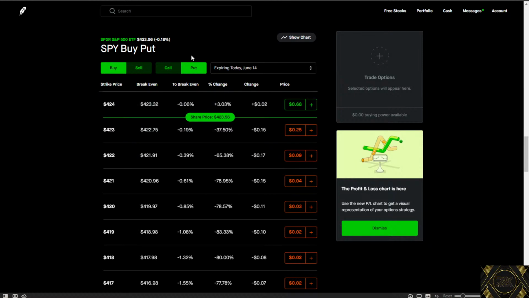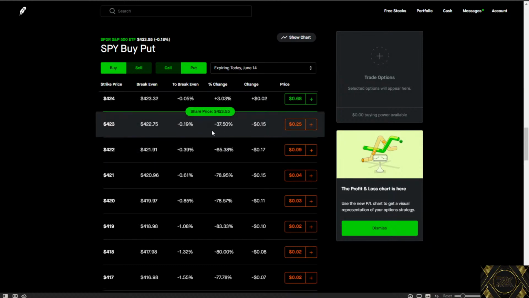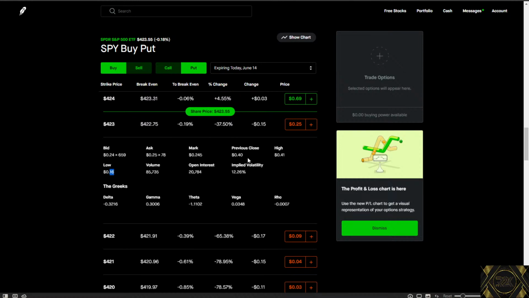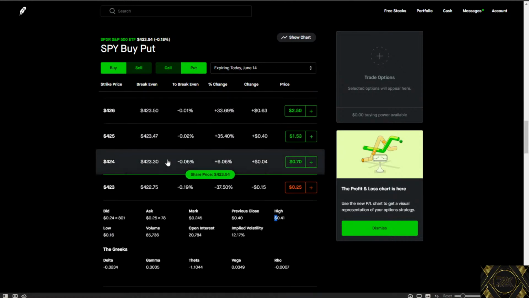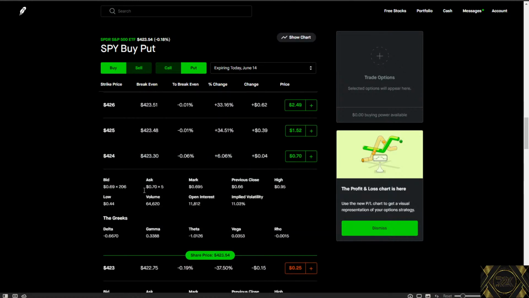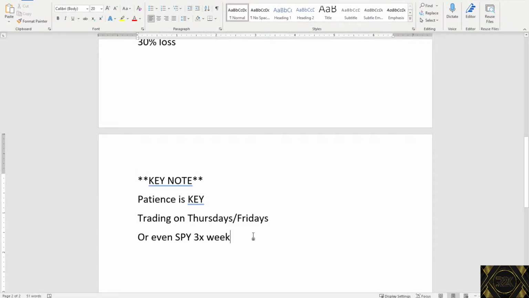Patience, yeah. So if we do puts, take a look at this. Like this 423 put, the low was 0.16, the high was 0.41. Or even this 424 put, the low was 0.44, the high was 0.95. That's over 100% gain. So essentially, it's going to be easier to trade on Thursday and Friday because you're going to be able to trade those mid to larger cap stocks.